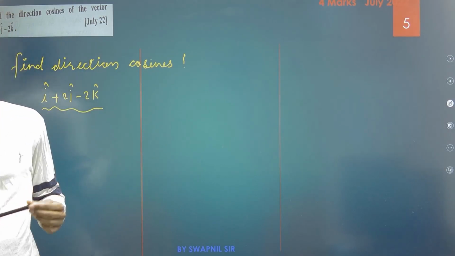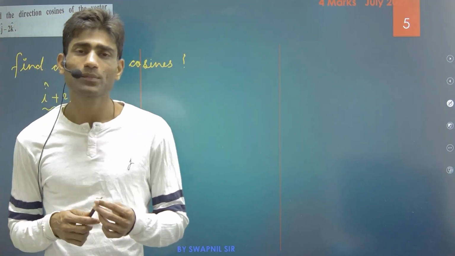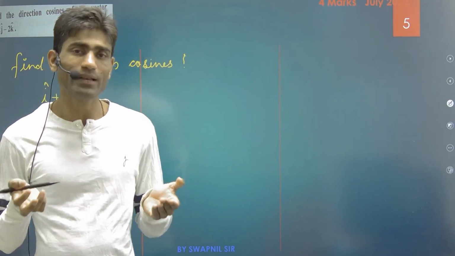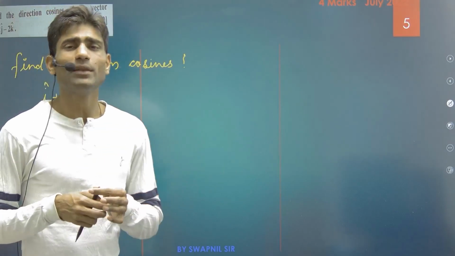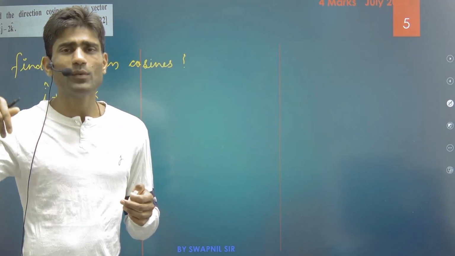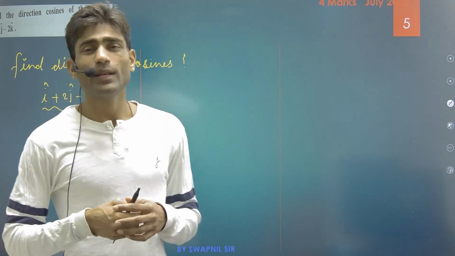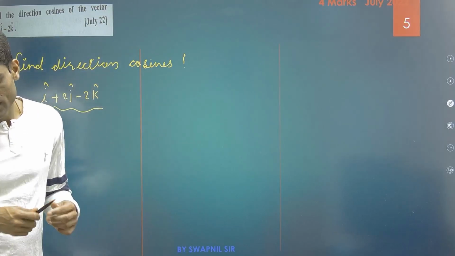So for finding the direction cosines of the vector we know the result. The first direction cosine is a upon square root of a square plus b square plus c square. The second direction cosine can be written as b upon square root of a square plus b square plus c square, and the third direction cosine can be written as c upon square root of a square plus b square plus c square.